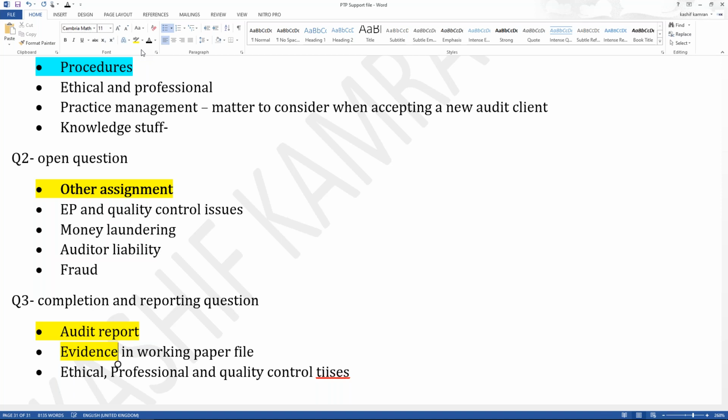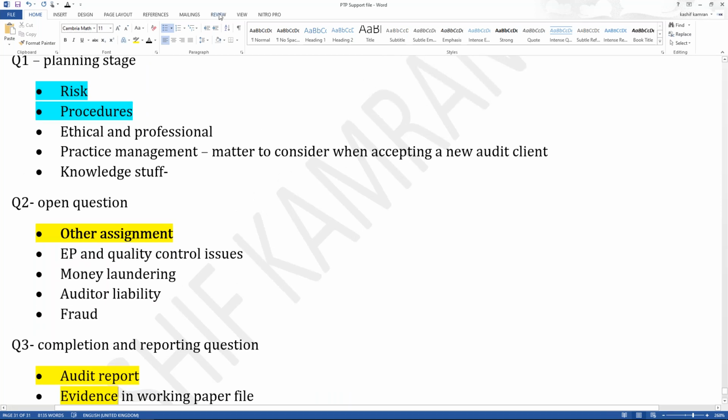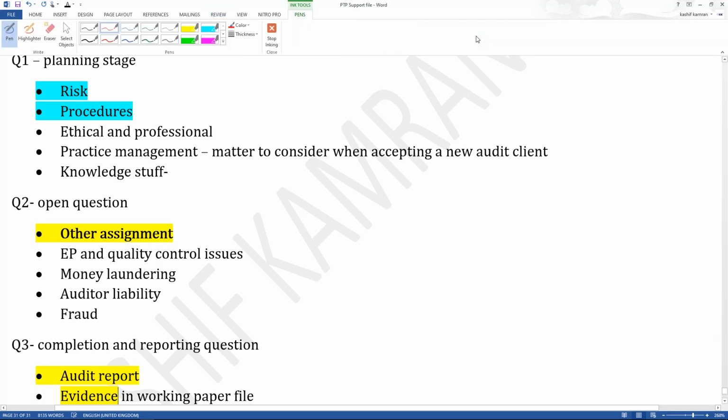Can you make a checklist at home like this? Have I done risk? Tick. Have I done procedures? Tick. Have I done ethical and professional issues? Tick. Have I done practice management? No, I still have to do it. Have I done the knowledge stuff? No, I still have to do it. Other assignments? Have I done it? Okay, yes. Money laundering? No, I still have to do it.